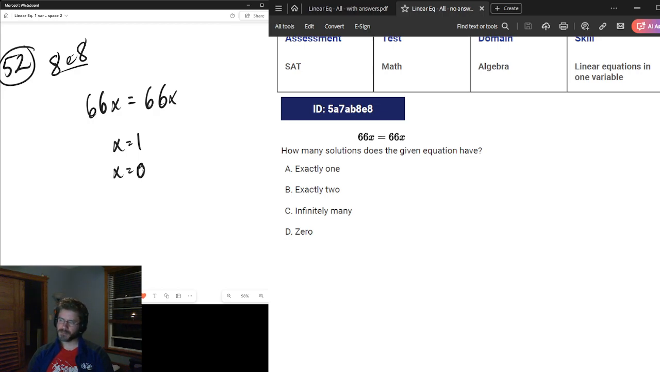Oh, wait. No, it could be anything. It's infinitely many. This is kind of weird. This is particularly weird because the coefficient is the same. If those coefficients were different, let's say we had like 72x equals 5x, then there would be one solution. It would be x equals 0.